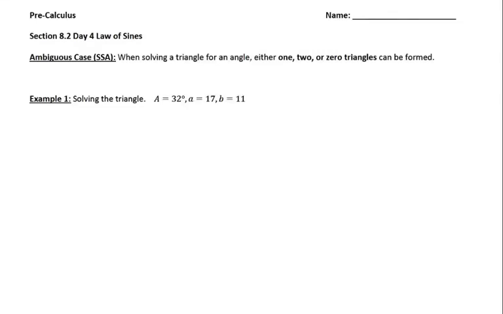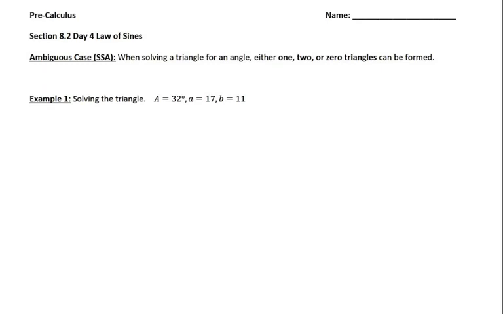So for the last instruction day of Chapter 8, we're going to go back to talking about the law of sines and talk about what we call the ambiguous case for the law of sines. What the ambiguous case means is when you're solving for a triangle, for an angle, there could possibly be 1, 2, or 0 triangles that can be formed with the given information.